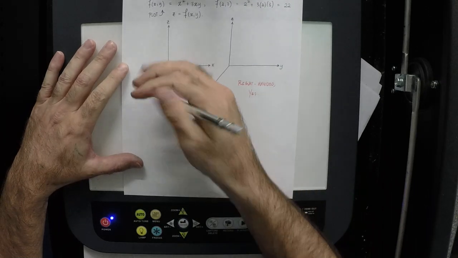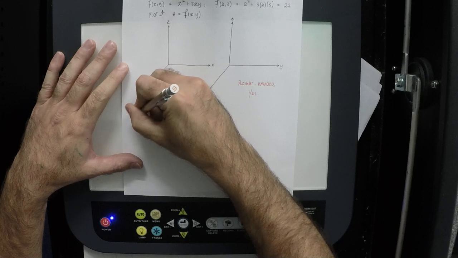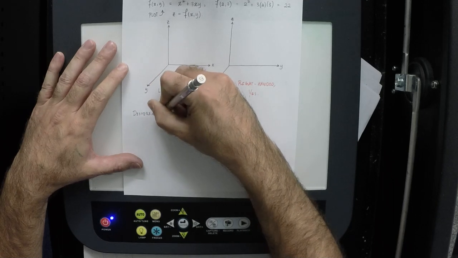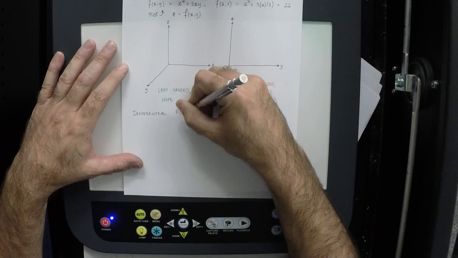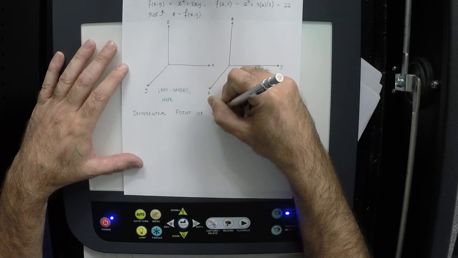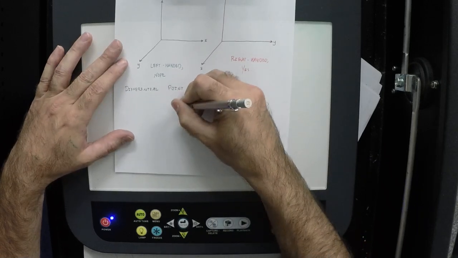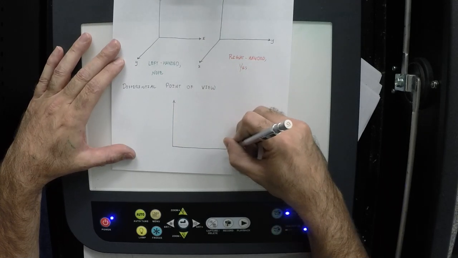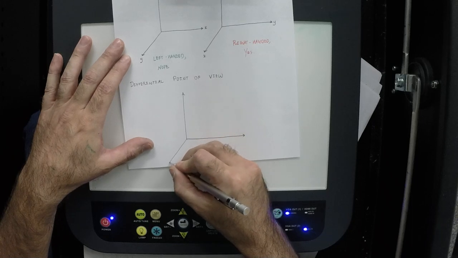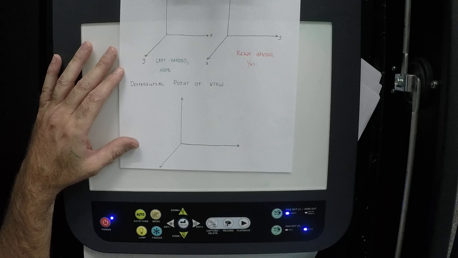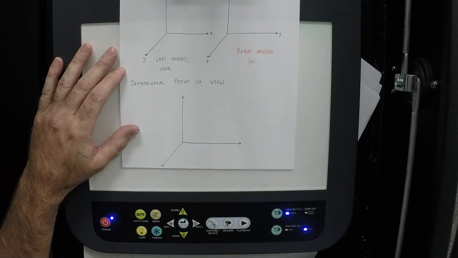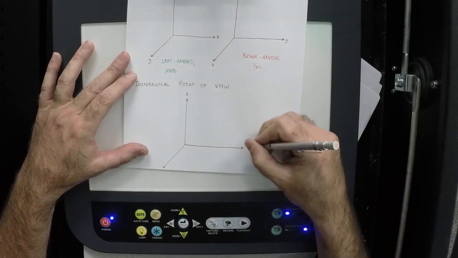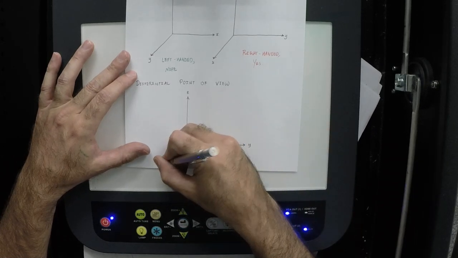So let's draw an example of the differential point of view. Okay. So now, because there's two inputs, let's say that we're talking about a function. So in the first place, this one, the output axis is z, this one is y, and this one is x, because we're using a right-handed coordinate system.